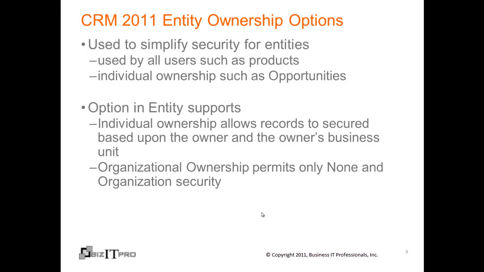CRM 2011 entity ownership options are designed to facilitate security for different entities. Basically, there's some entities that are used by all users, such as the product structure. There's other entities that have the need for individual ownership of records, such as opportunities, where you want to assign opportunities to individual sales reps. So the option in the entity creation supports the concept of individual ownership to allow records to be secured based upon the owner and the owner's business unit. In this case, the individual records are owned by users or teams.